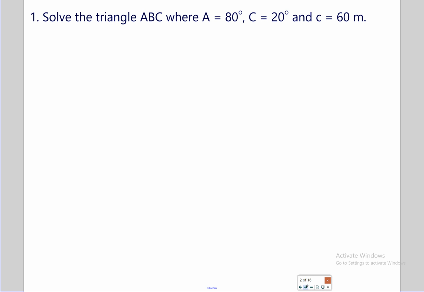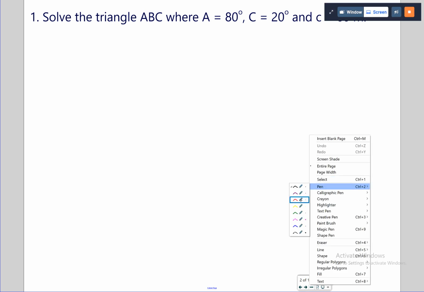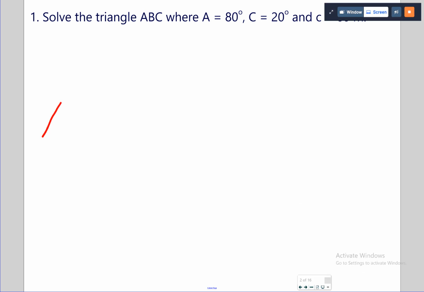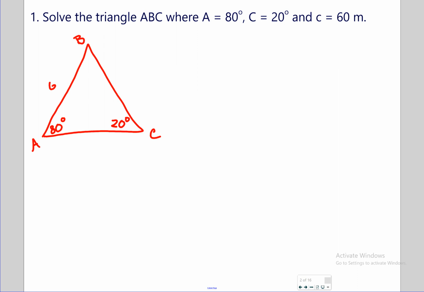Solve triangle ABC, where A is 80, C is 20, and little c is 60. So as always, I'm going to make a sketch to start here. Not drawn to scale. You see? All right, A is 80, C is 20, and then what was little c? 60. Okay. So solve the triangle, which means I'd find everything that's missing.